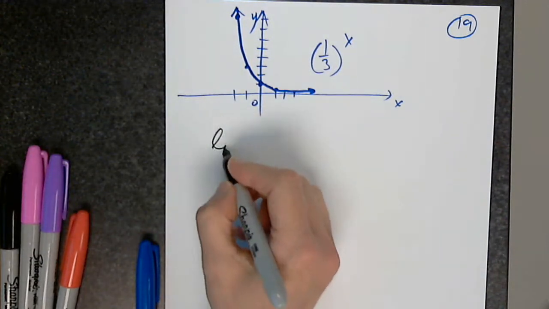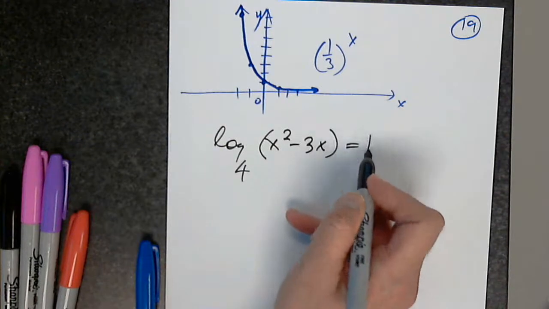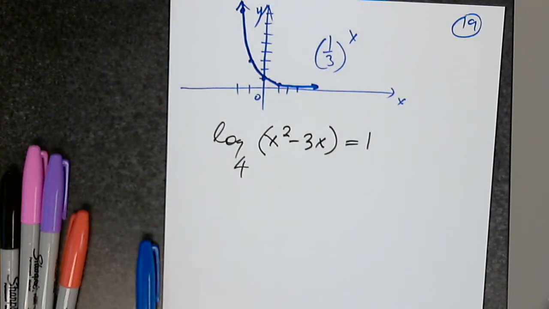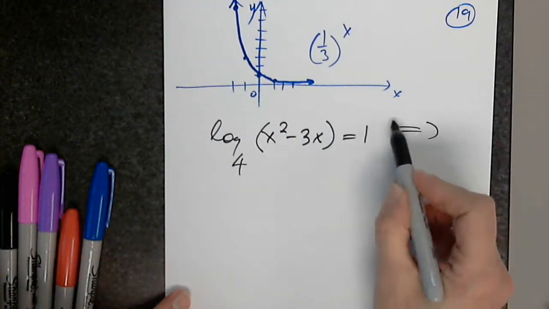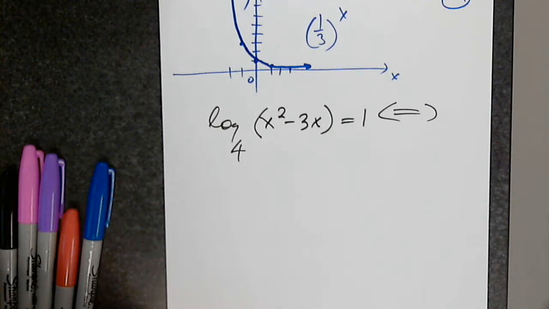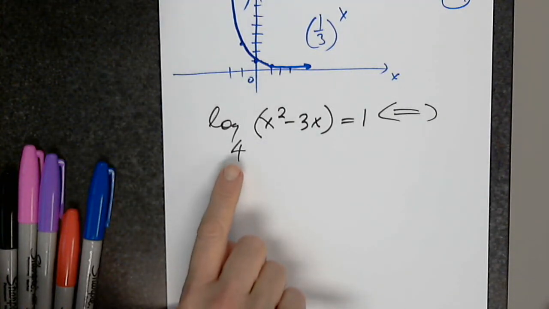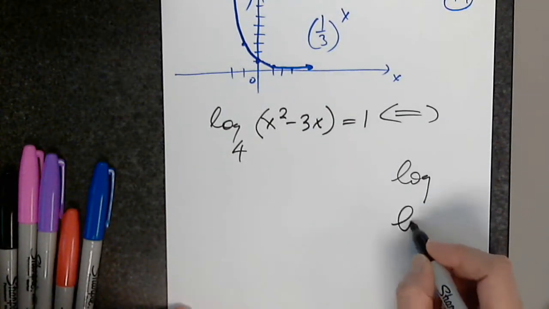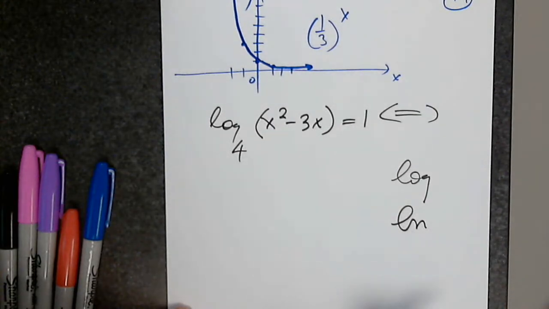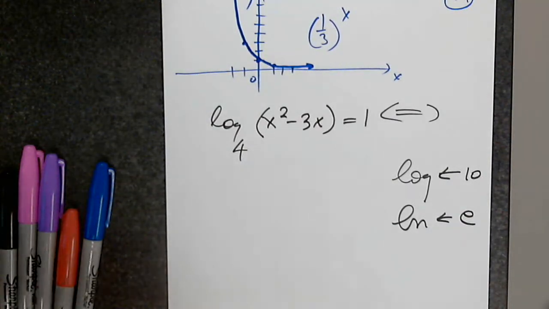So let's look at log base 4 of x squared minus 3x equals 1. So how do I solve this equation? It's a log equation. I have to change it into exponential form. The base is 4. If the base is not written and I have log, then the base is 10. If the base is not written and I have ln, then the base is e. But if the base is written, I cannot change that.